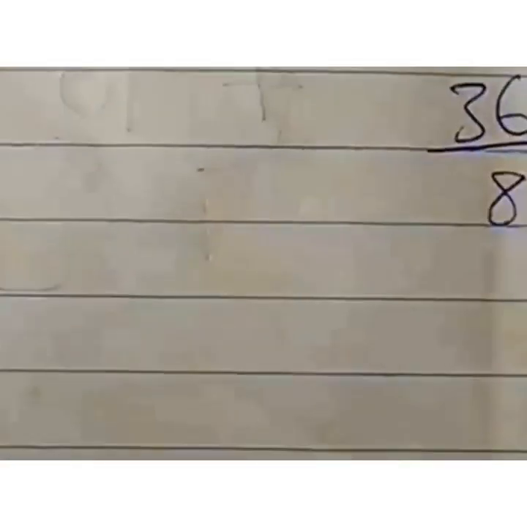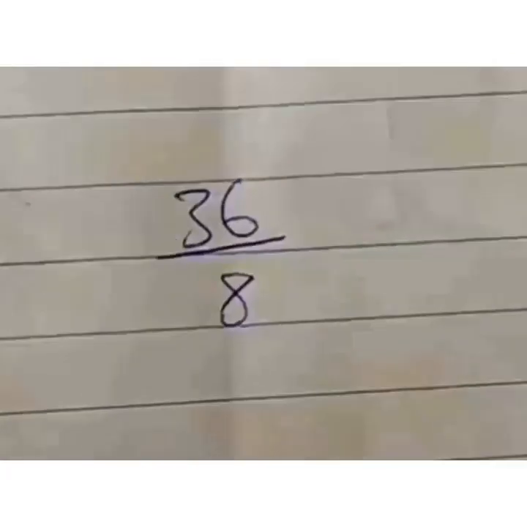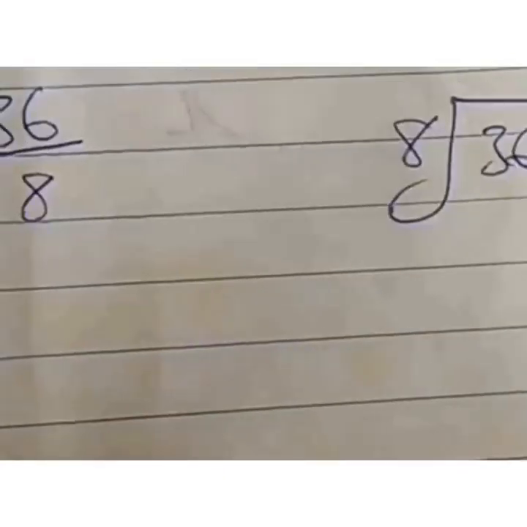Now 8 will go into 36. Oh, we can use long division, yes. So we have 36 here. Inside the long division, we have 8. Though there's a shortcut to actually do this, which I will show you maybe in another question.